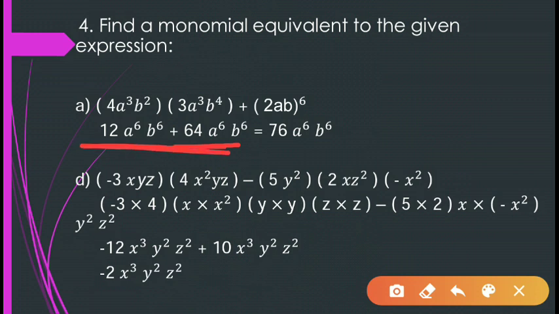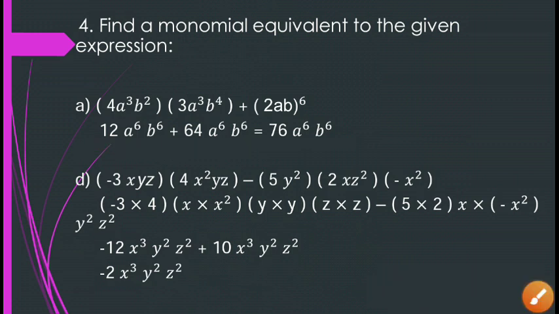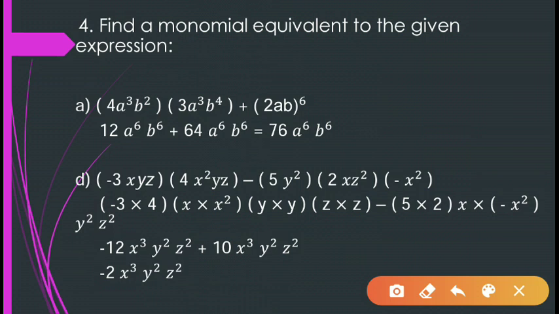Here both are like terms, so we can add them. 12 and 64, when you add you will get 76, and a to the power 6 and b to the power 6 will be as it is. Next question, you have to solve it. First multiply them and then multiply all three and then subtract them.